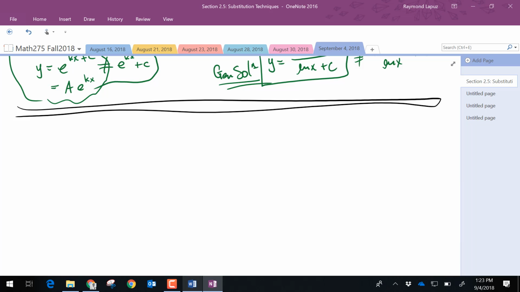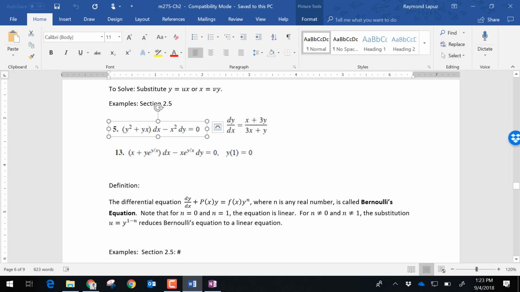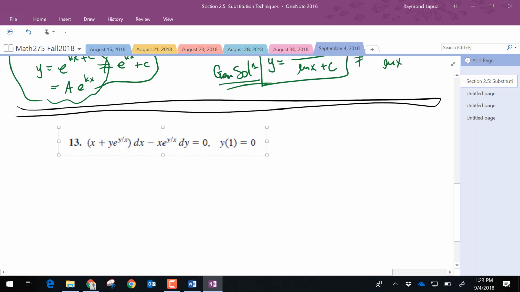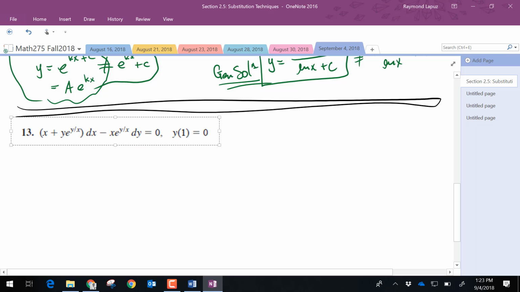Let's see if we could do separable. Oh, I don't know if it's a separable differential equation. What I meant to say is let's do an initial value problem that has an initial condition. So we would need to solve for the C. But first we should check to make sure that this is homogeneous.